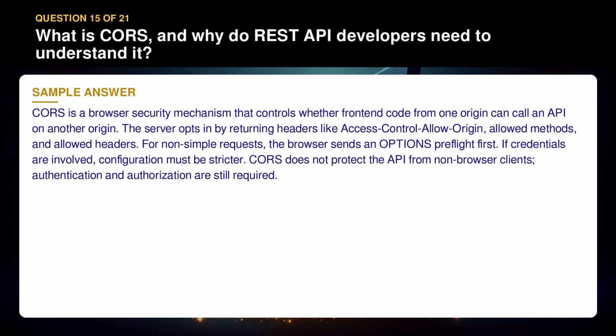CORS is a browser security mechanism that controls whether front-end code from one origin can call an API on another origin. The server opts in by returning headers like Access-Control-Allow-Origin, allowed methods, and allowed headers. For non-simple requests, the browser sends an OPTIONS pre-flight first. If credentials are involved, configuration must be stricter.